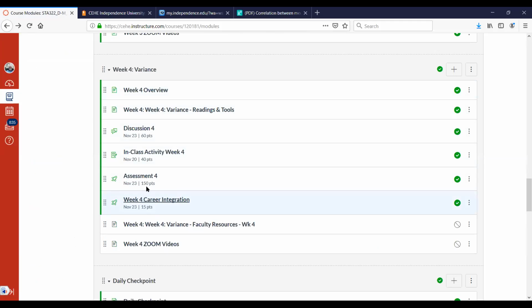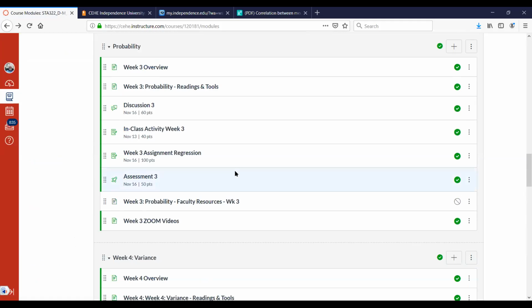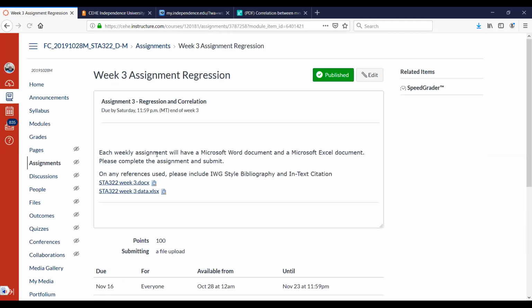The only other thing this week, obviously, is the final. So what I want everyone to do is get caught up. But let's back up and look at last week. The assignment last week was regression.